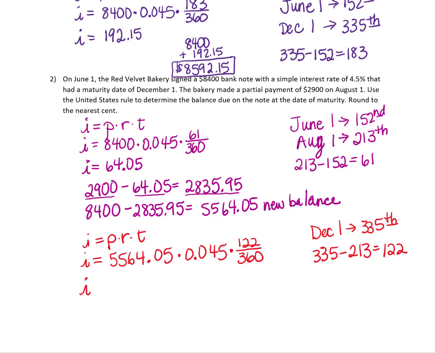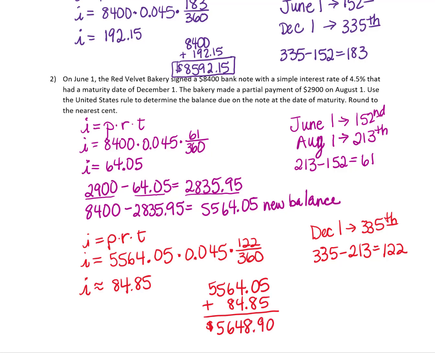This is going to be an approximation. This is about $84.85. So this is our interest from that new balance. What needs to be paid on December 1st is the $5,564.05, which was the new balance, adding the interest. And we can see that this is going to be $5,648.90.